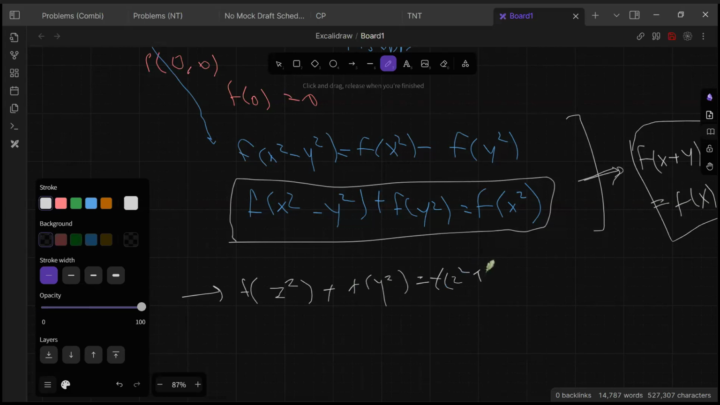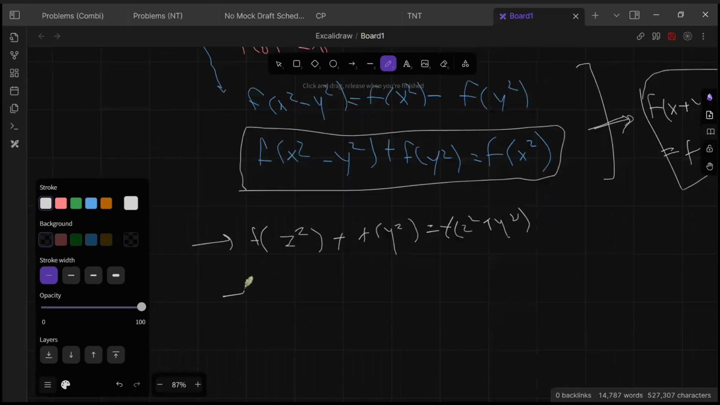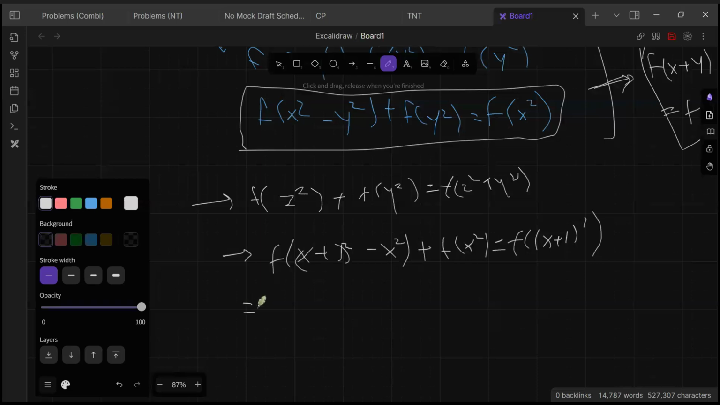So this is a thing, but this is kind of weaker. And so the other suggestion was x plus 1 the whole squared, and y is x, sorry, and this is x squared, and this is equal to f of x plus 1 the whole squared. My handwriting is getting progressively worse, but it's fine. What does this tell us? This tells us f of 2x plus 1 plus f of x squared is equal to f of x squared plus 2x plus 1.